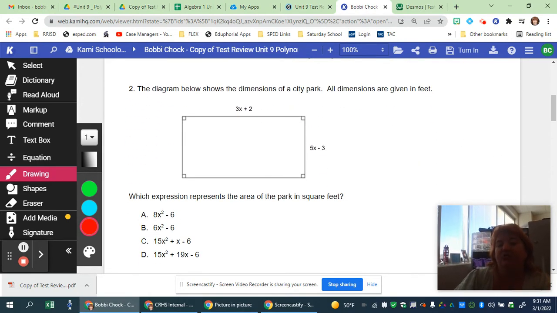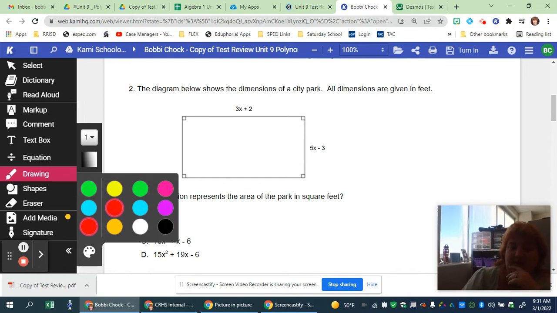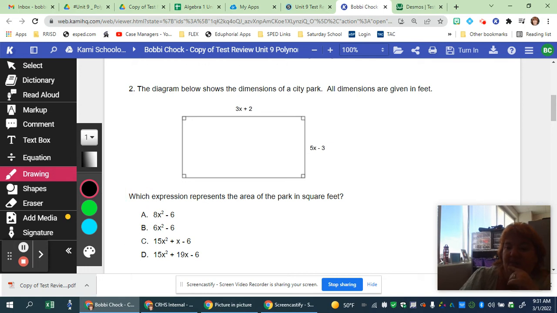The diagram below shows the dimensions of a park. All dimensions are given in feet. Which expression represents the area of the park? Well, you guys, how do you find area? You find area by area equals length times width. So you're going to take 3x plus 2 times 5x minus 3. There it is.